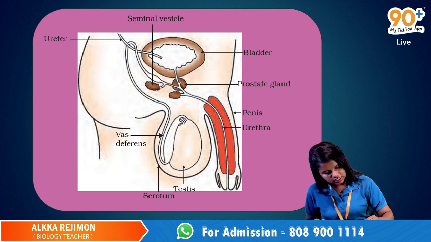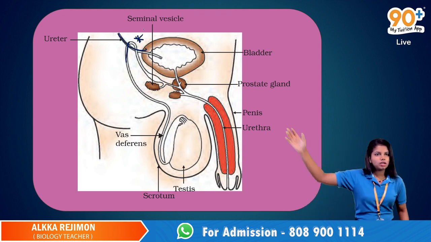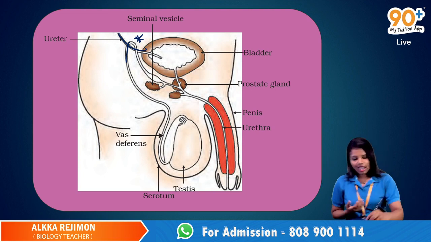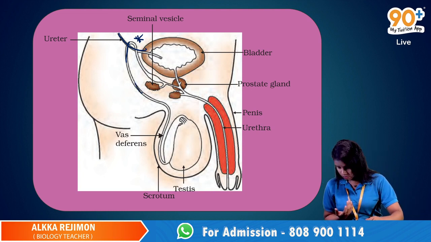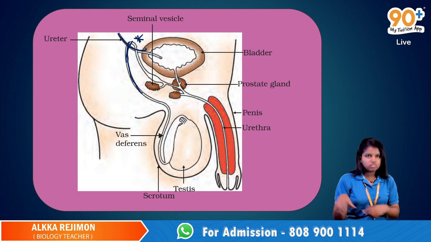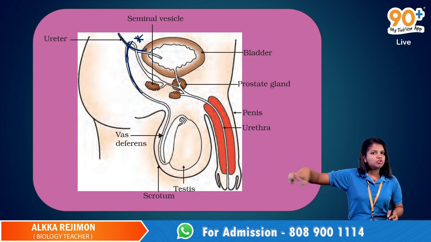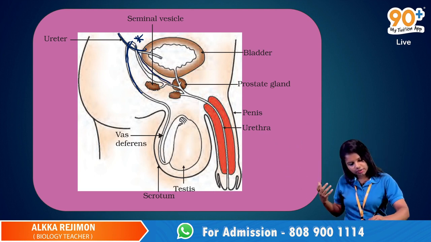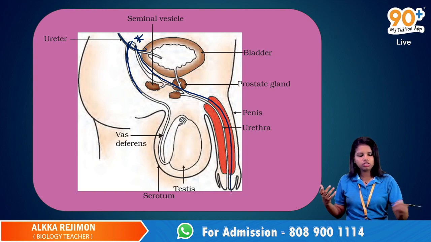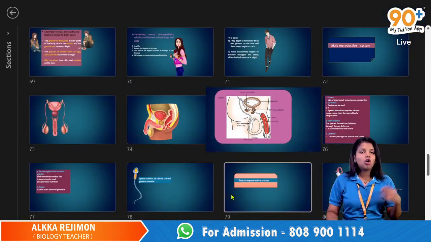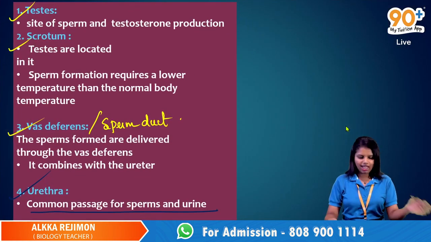Here the sperm duct also combines with the urethra. So urethra is coming from kidney taking the urine, and the vas deferens is coming from the testis taking the sperm. So the sperm and urine combine and come out through a single opening called the urethra. So it is a common passage for both sperm and the urine.